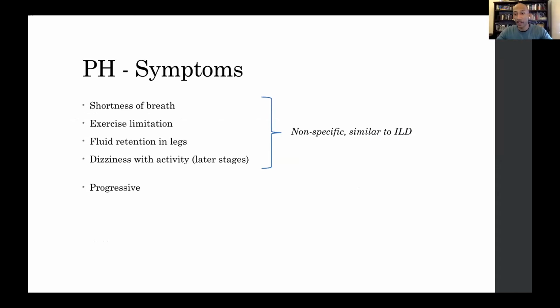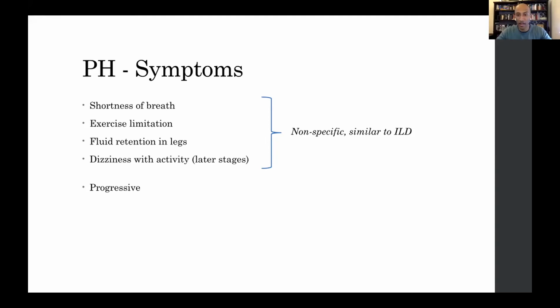Symptoms, once again, just like ILD, are fairly non-specific. You can get some shortness of breath, limitation in exercise, and some fluid retention in your legs, which is usually a later symptom. Likewise, at later stages of the disease, you could get dizziness with activity. Some people with advanced pulmonary hypertension will feel faint when they get up and move around. But in the earlier stages, it's shortness of breath and exercise limitation. You can see why this could be missed in the first few months or even years.